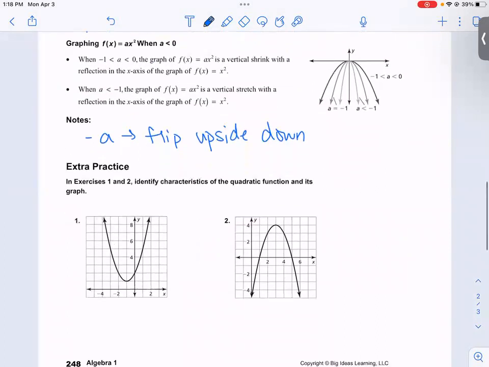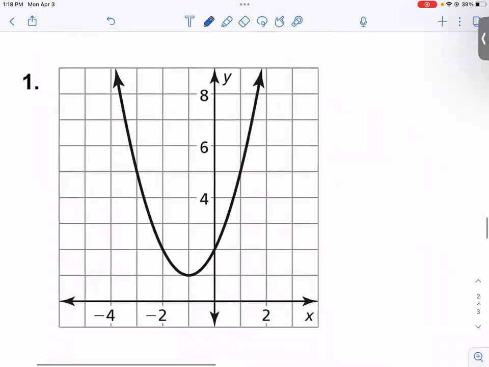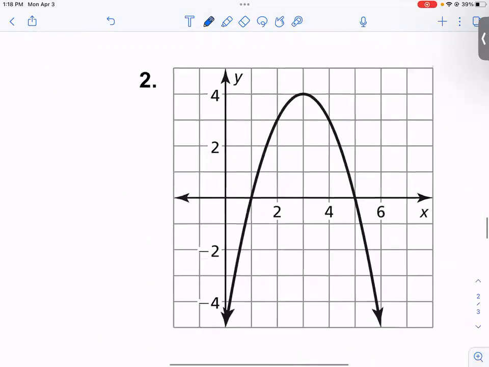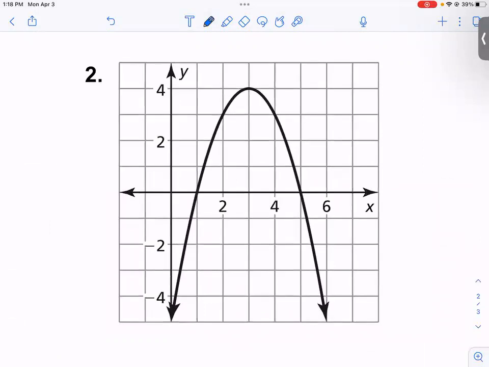What can you tell me about the A for this graph? Is the A positive or negative? It's positive, and we know that because it's going up. How about over here? What do we know about the A for this? It's going to be negative because our parabola is flipped upside down.